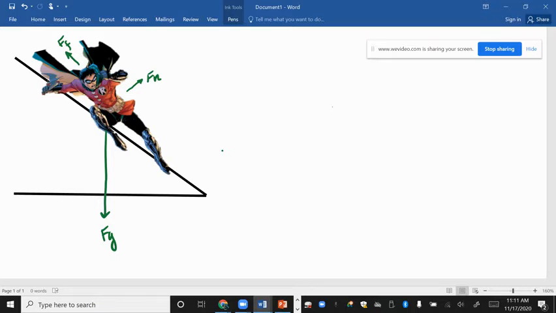But if I draw Robin as my system, I usually replace my system with just a box. If I replace Robin with a box, friction is parallel to the surface and normal is perpendicular to it, but gravity is at an angle to that. And so what that means is that we're going to have to break up gravity.